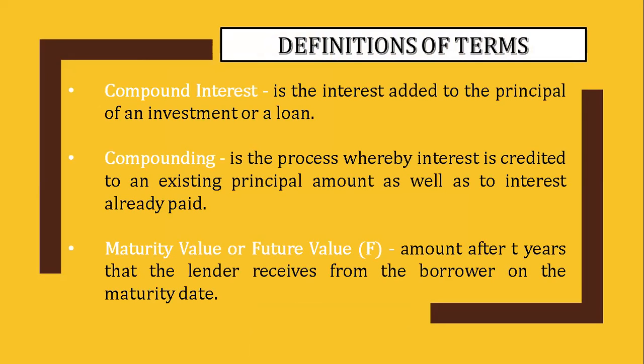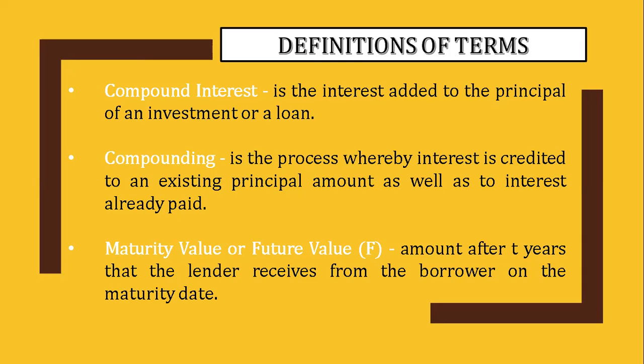It is the interest added to the principal of an investment or a loan. Compounding is the process whereby interest is credited to an existing principal amount as well as to interest already paid. For example, we have an existing principal amount, and interest will still be credited to that one, even though it's already paid. Paid or not, the interest will still be included in that principal amount. That's compounding.